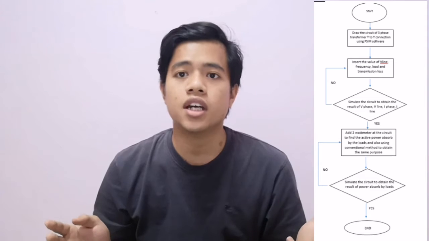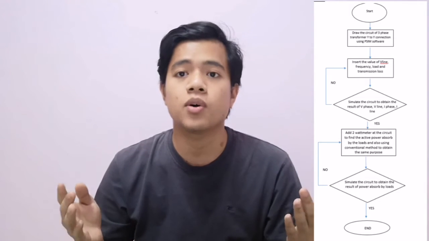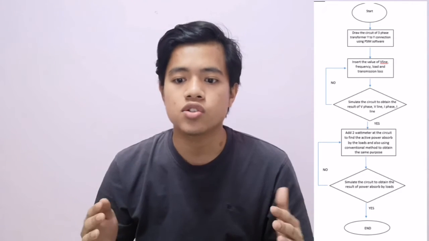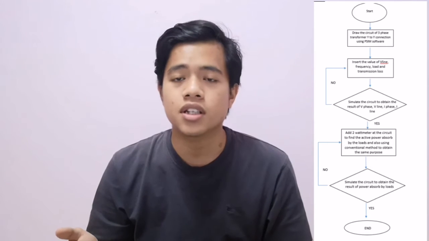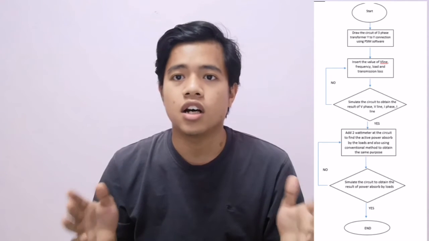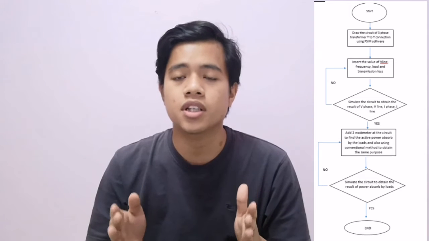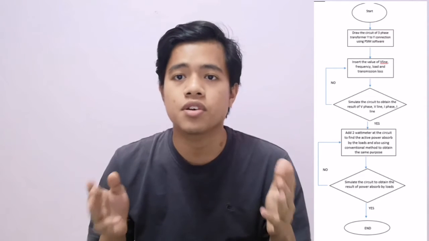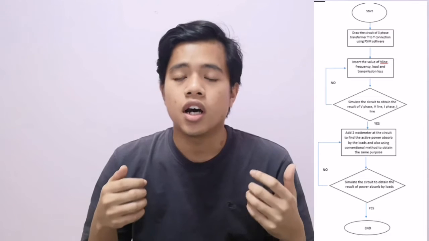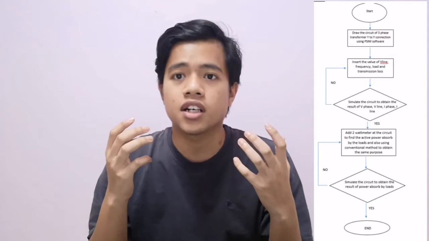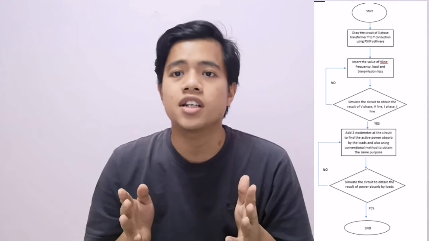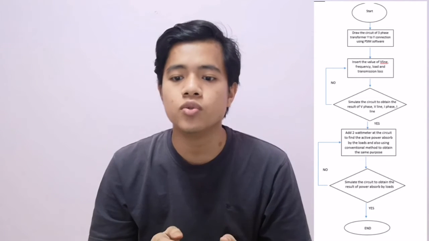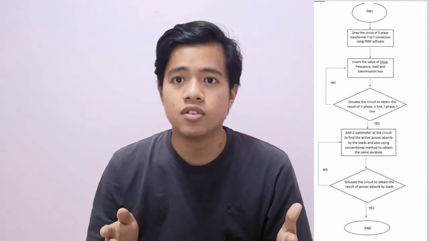Add two wattmeters at the circuit to find the active power absorbed by the loads, and also use the conventional method to obtain the same purpose. So for this statement, we add two wattmeters. This is the two wattmeter method to find the power absorbed by the loads, and also using the conventional method to find the power absorbed by the loads. So these two methods are for the same purpose. So we go to another statement in this flowchart.